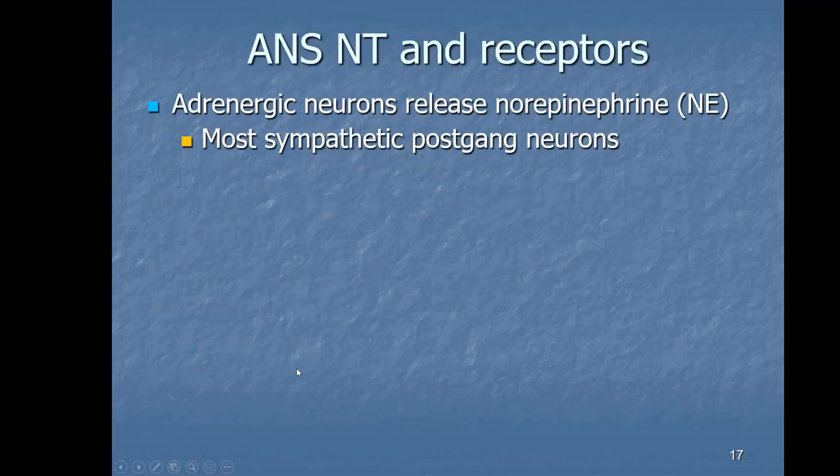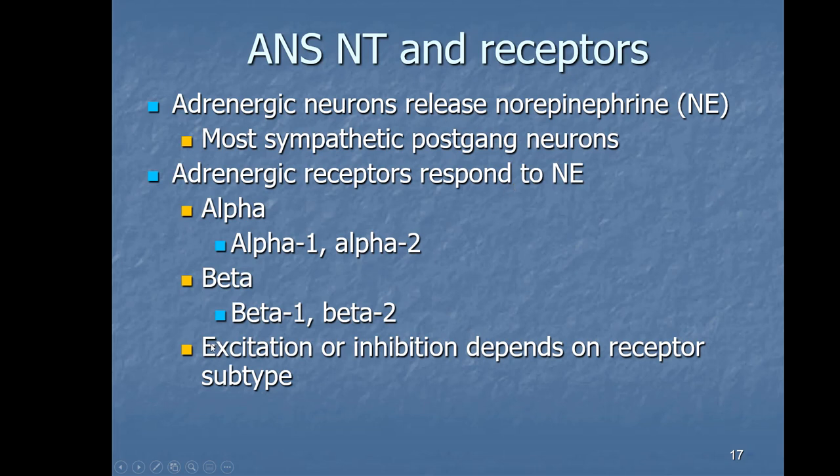And then as far as the adrenergic neurons secrete norepinephrine, that would include most sympathetic postganglionic neurons. The adrenergic receptors that respond to norepinephrine can be classified as alpha or beta, and then there are different subtypes. Whether you get excitation or inhibition really depends on the receptor subtype. You may be wondering where this term adrenergic comes from. Another name for epinephrine is adrenaline, and norepinephrine is also known as noradrenaline. So you can associate this term adrenergic or adrenaline with norepinephrine that way.